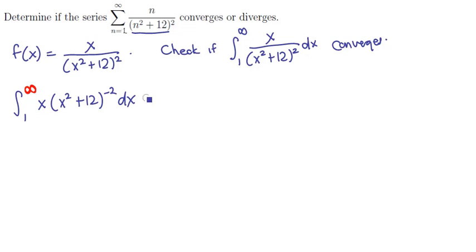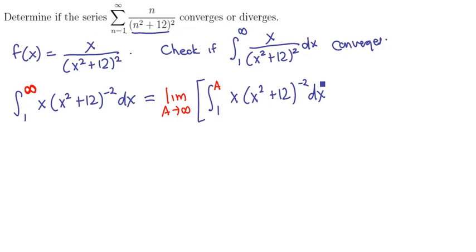So remember, infinity is a bad endpoint right here, so we're going to have to do this as a two-step process. We're going to take the limit as a tends to infinity of the integral that goes from 1 to a, the approximation point, of x times (x squared plus 12) to the minus 2 dx. So the first thing we've got to do is work this approximate integral, and then we'll take the limit. So let's find an antiderivative first.